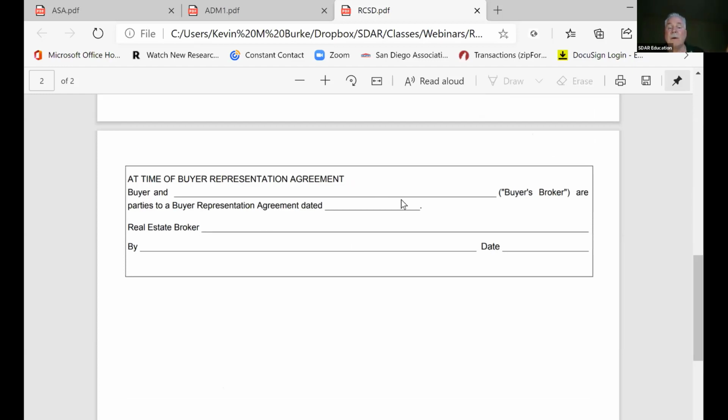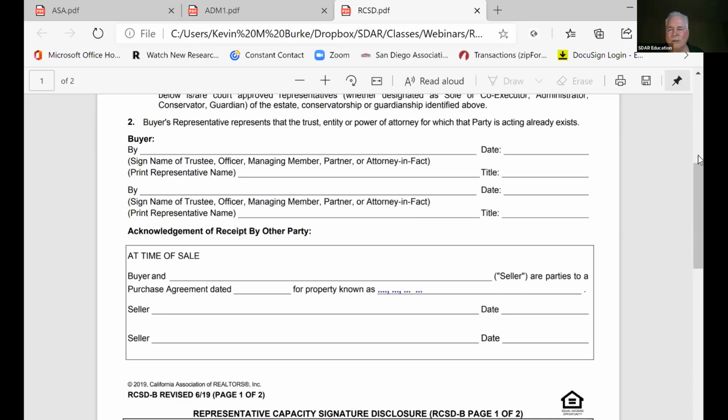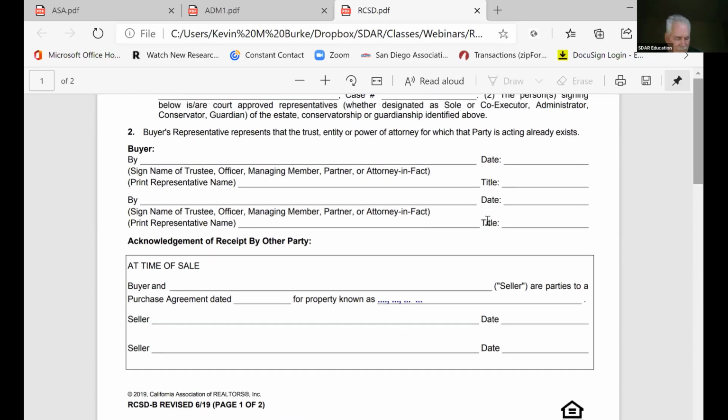At the time of buyer representation agreement, we definitely got this in our file, right? Because we won't work with you without one. So all of our buyers sign buyer representation agreements. We just don't have time, right? Anybody have too much time? Okay, all right, that's enough of that.